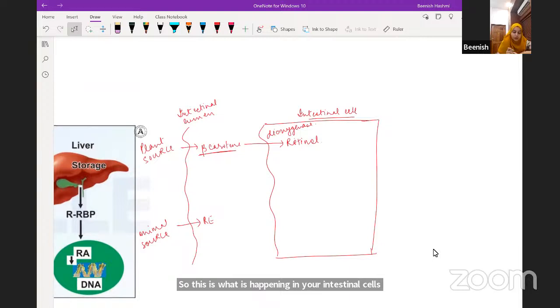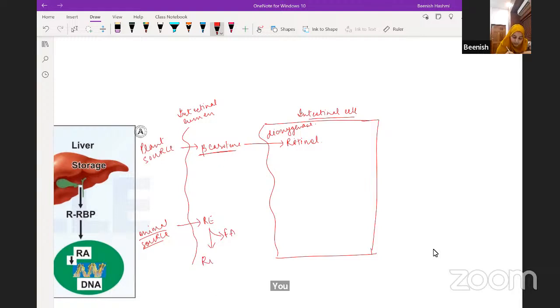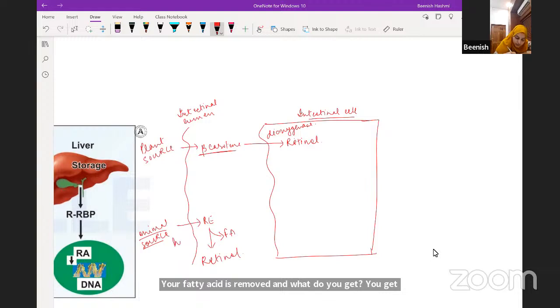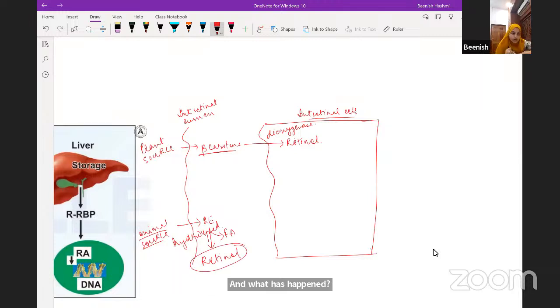Now from your animal source, you have retinol ester. Now from this retinol ester, what will happen? Your fatty acid is removed, and what do you get? You get retinol. So your retinol ester is hydrolyzed, and your fatty acid is removed. Now you get this retinol, and this retinol enters from the lumen into the intestinal cell. So your retinol has reached here.